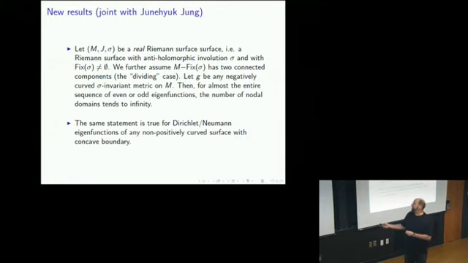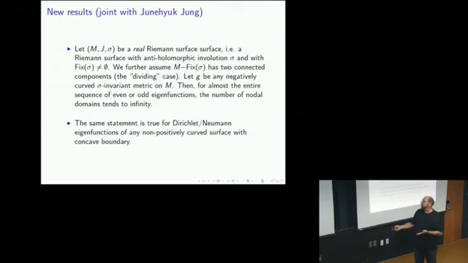And then the statement is that if you take the even or odd eigenfunctions under the involution, then for almost the entire sequence, the number of nodal domains tends to infinity. You can see that when I take M minus the fixed point set, I get two surfaces with boundary. So this statement generalizes to any surface with a concave boundary. This turns out to have geodesic boundary. Always this fixed point set is a union of geodesics of any invariant metric.